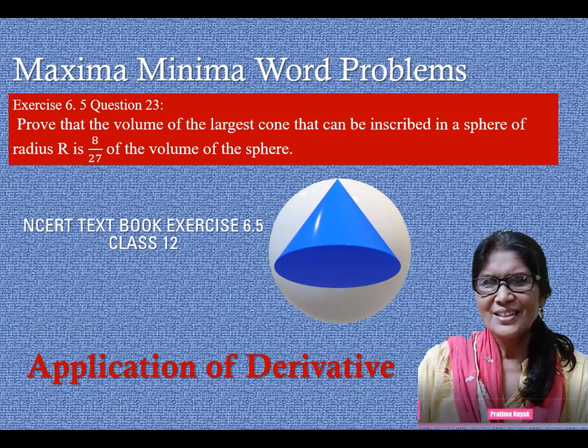So we are solving maximum minimum word problems, which come as 5 marks in the board examination, CBSE, and we are solving NCERT exercise 6.5. We have already solved some questions and the rest of the questions we are solving. So today I am going to solve question number 23. You can read the question very carefully.